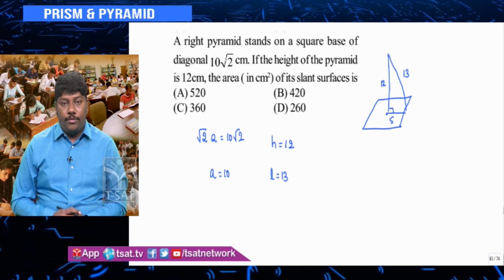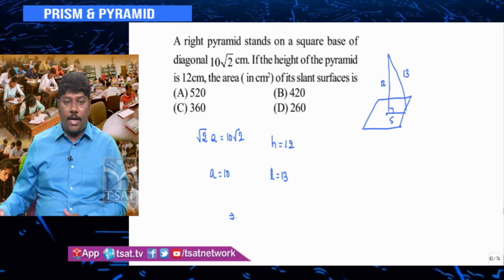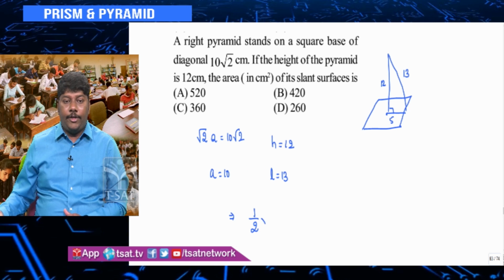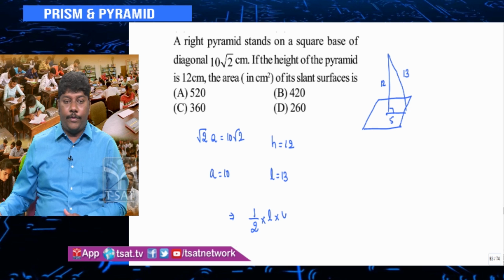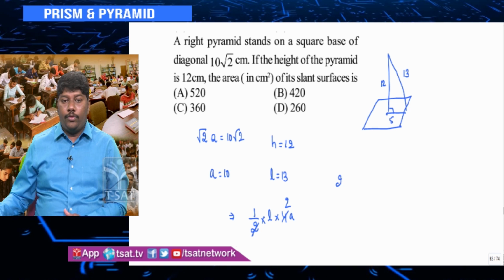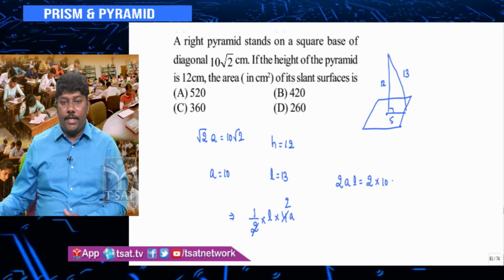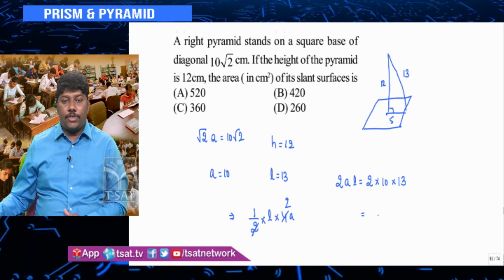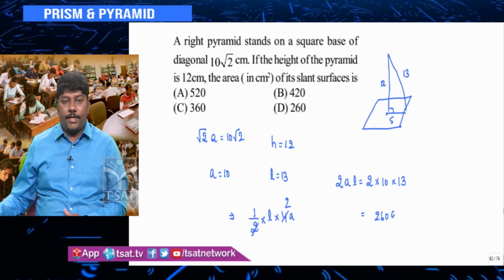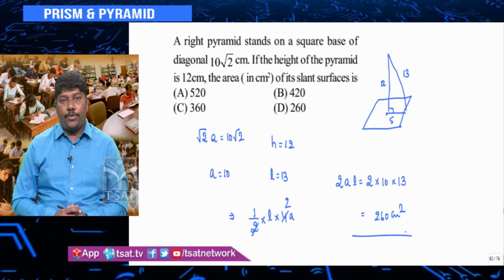He is asking what the slant surface area is. The area of the slant surface is half into slant height into base perimeter, that is 4a. So it becomes 2al. A is 10, L is 13, which gives 260 centimeters square. So the slant surface area is 260.